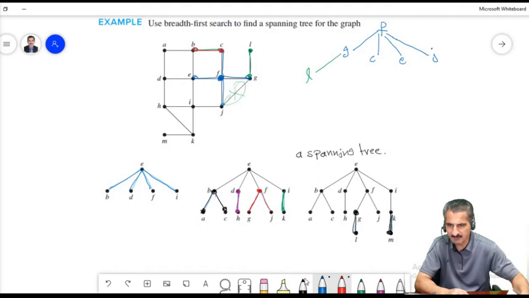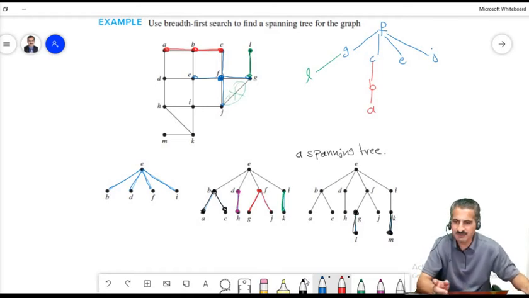C goes to B. Here we go. Okay, and we can say, okay, B goes to A also, and we can say B. Okay, so let's leave it there.